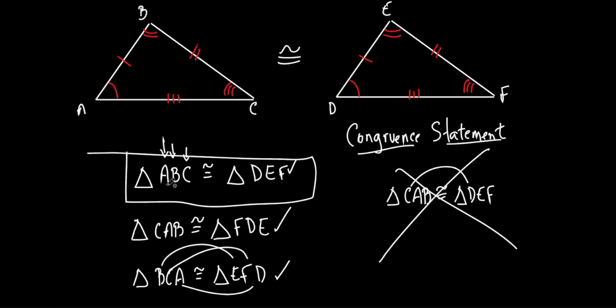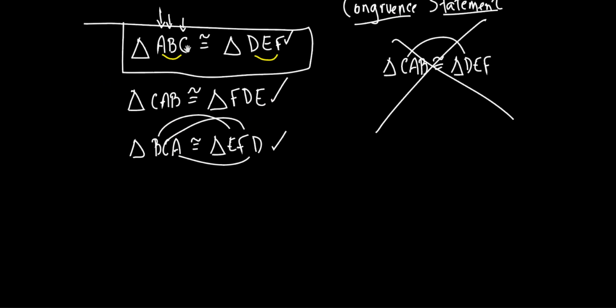And what's the other one? AC, right? AC matches up with what? DF. See how it works on the congruent statement? If you got them mixed up, there's no way you'd be able to tell what angles are equal to each other and what sides are equal to each other. But I can not even see this picture, and if I see this congruent statement, I know that AB and DE are equal to each other. I know that BC and EF are equal to each other just by looking at the congruent statement. You see the difference? You see why it's important?